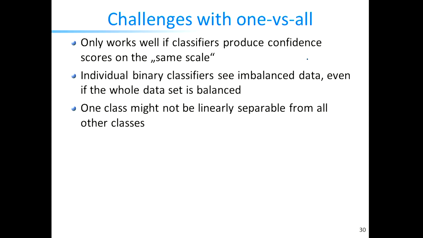Now, another issue relates to the first part of today's lecture. If you do one versus all the other classes, that's a prime example of imbalanced data. Even if you have a balanced data set and you have 1,000 classes, each class is only 1,000th of the data points. So that's a prime use case for imbalanced classification problems. But we know how to deal with this, we've discussed it before. And last, one class might not be linearly separable from other classes. That's a little more tricky.